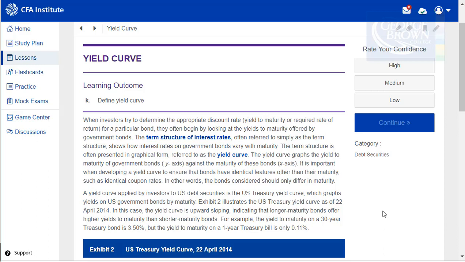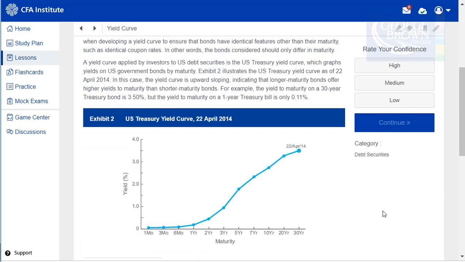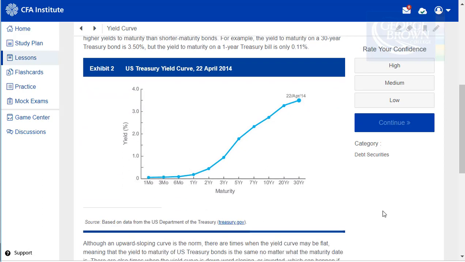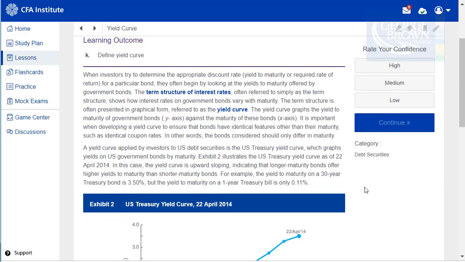Learning outcome statement K is define yield curve. So I just wanted to start here in the learning ecosystem and the text in terms of the lesson. And you can see that Exhibit 2 is showing the U.S. Treasury yield curve from 2014, okay?